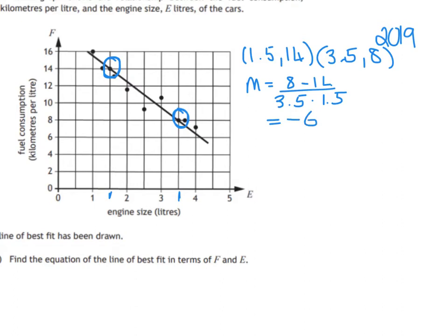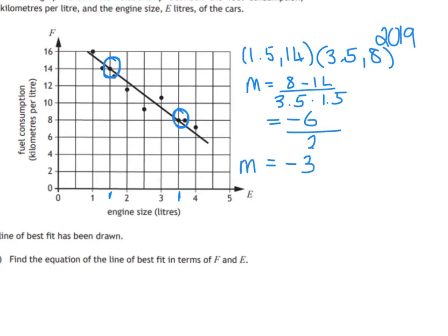So looking at the line, it's going down the way, so we know it's going to have a negative gradient, so that's okay. 3.5 take away 1.5 leaves us with 2. So really we just have minus 6 divided by 2. 3 over 1, just 3. So our gradient is minus 3.